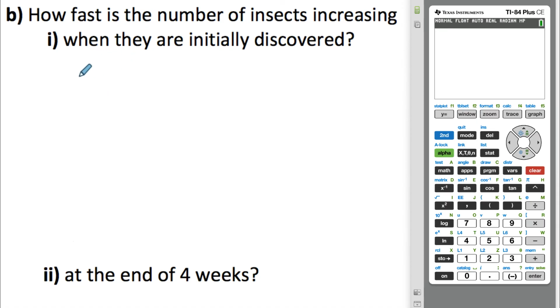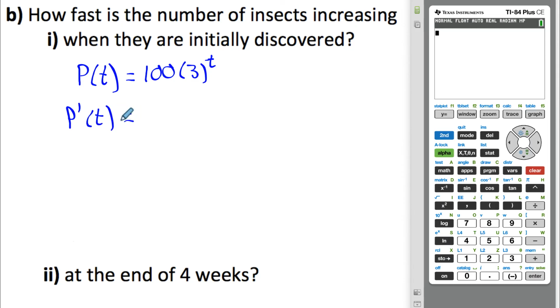So let me start by rewriting the population equation. P of t equals 100 times 3 to the power of t. And let me differentiate this. P prime of t equals the derivative of 100 times 3 to the t, which would be equal to 100 times the derivative of 3 to the t. And the derivative of 3 to the t is 3 to the t times the ln of the base, so times ln 3.